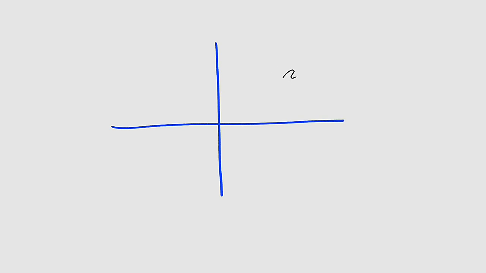Suppose we have a graph like this, and we have a complex number right here, which is called a plus bi. This is the imaginary part and this is the real part. A defines the real part and B defines the imaginary part. At that point, we have B here and we have A down here.